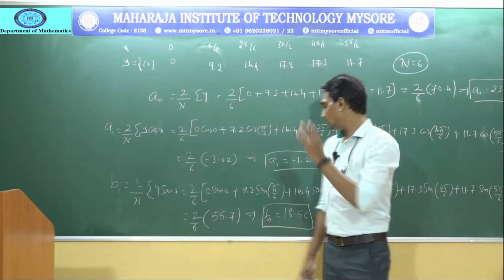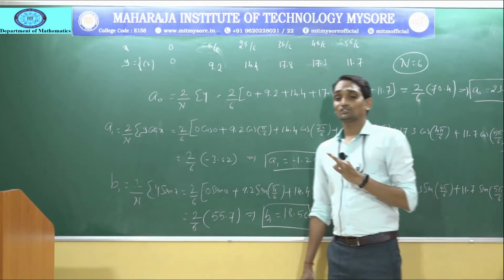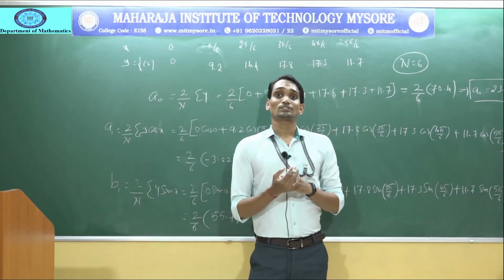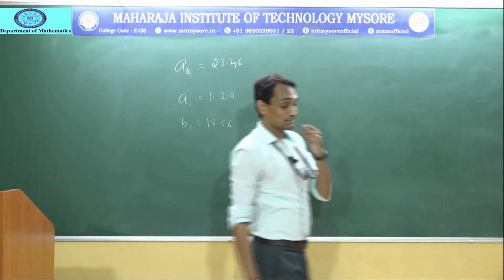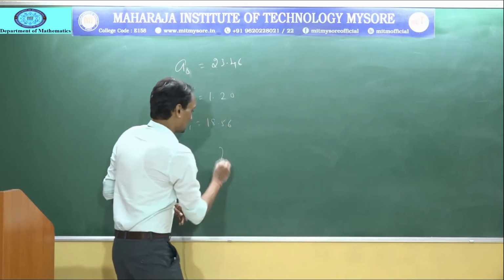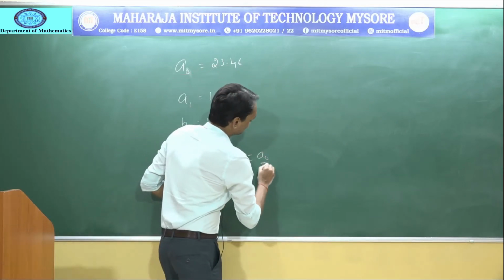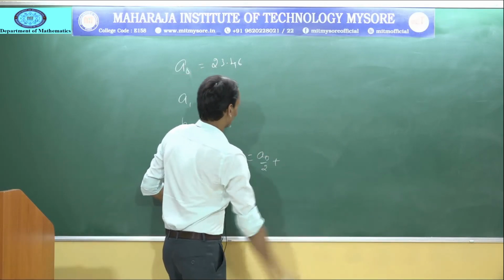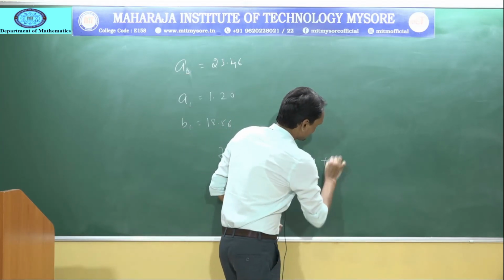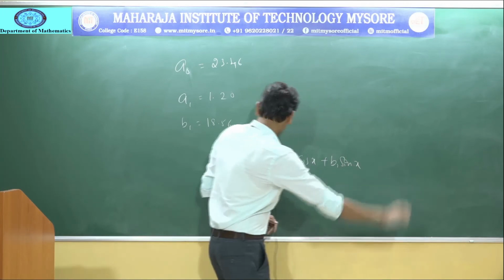Now the given question is first harmonic analysis. You calculate the a0 value, a1 value and b1 value. After calculating these 3 values, we need to substitute them in the Fourier series expansion for the first harmonic, with values a0, a1 and b1. That is f of x equals a0 by 2 plus a1 into cos x plus b1 into sin x.